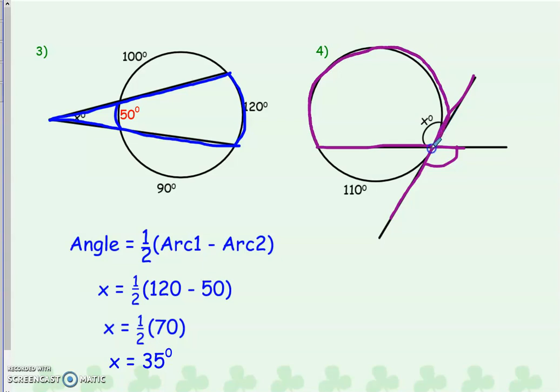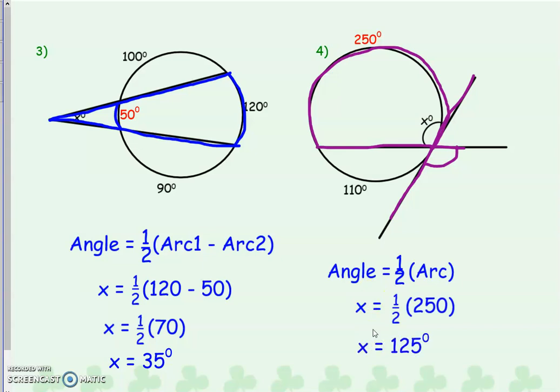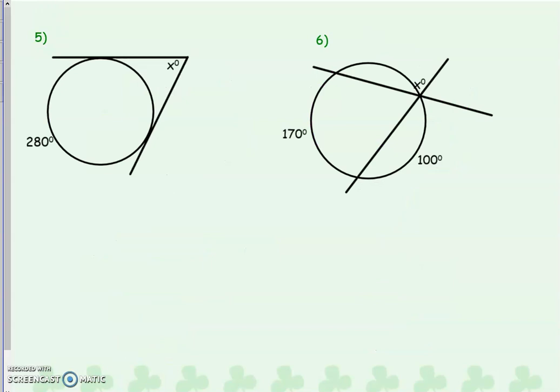Keep going, right back to there. The whole thing. And how much is that whole thing? Well, if this black part here is 110, this purple part's 250. Vertex is on the circle. The angle's half the arc. Half of 250, 125. Let's do a couple more.